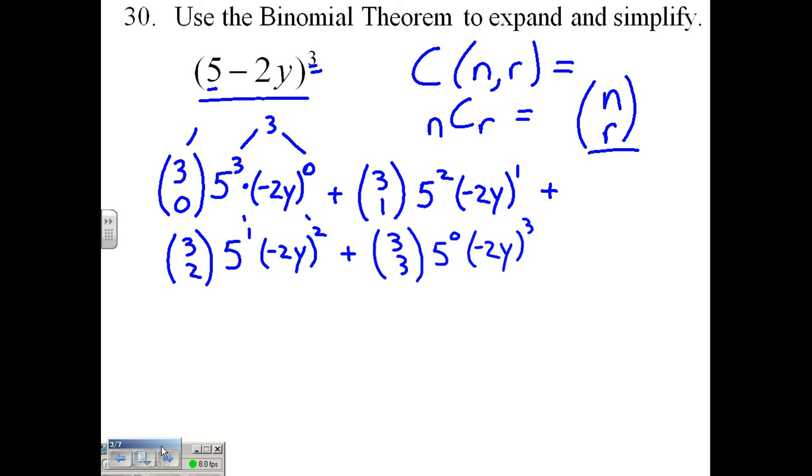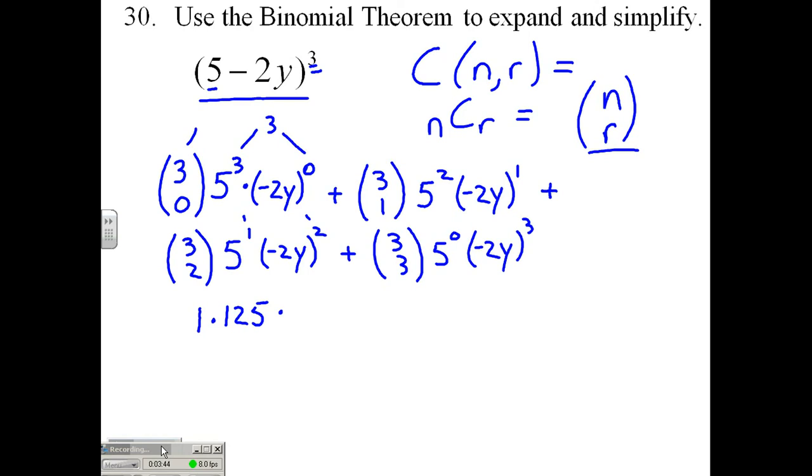C3,0 in a real world problem means how many groups of 0 can I choose from 3? It's just 1, but Pascal's triangle reveals that as well. So our first term becomes 1 times 5 to the third, 125, times negative 2y to the 0th, 1. Plus our second term, C3,1 is 3. How many groups of 1 can I choose from 3? 3 times 5 to the second, 25, times 1 negative 2y.